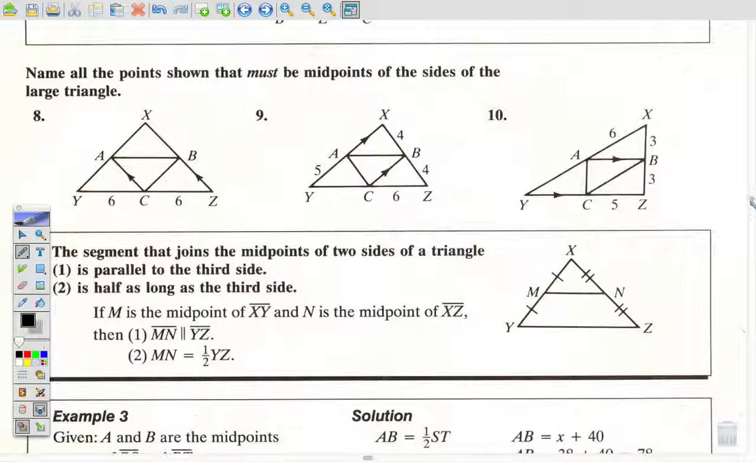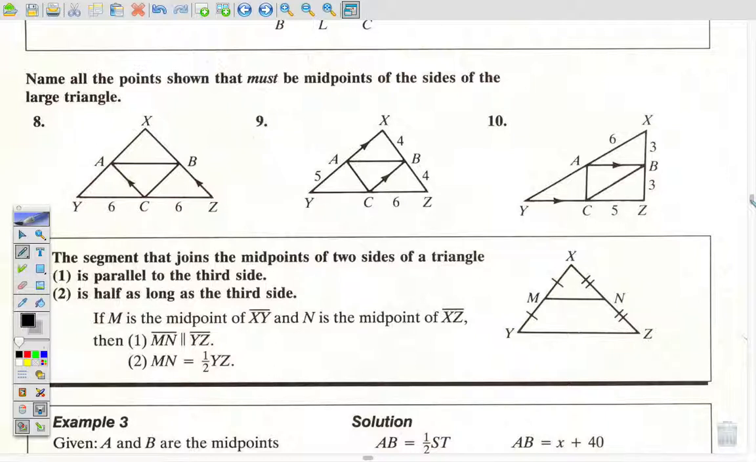Okay, let's go through a couple others involving some of the theorems. Let's take a look at number 8. Number 8, it says, name all the points shown that must be midpoints of the sides of a large triangle. All right, now, you're using the theorem, and I'm not going to go back to re-magnify this, but as I look at this, name all the points shown that have to be midpoints. Well, it's obvious C is a midpoint, right? Because it's right in between Y and Z, because each of these are 6.